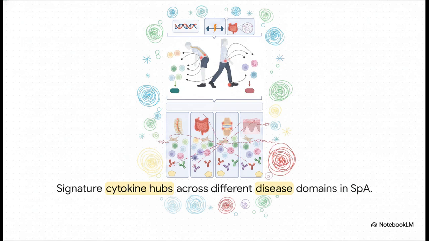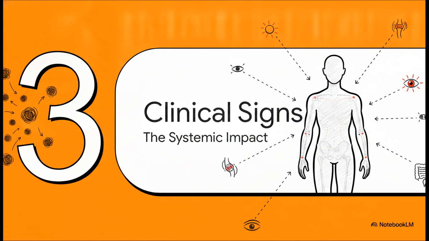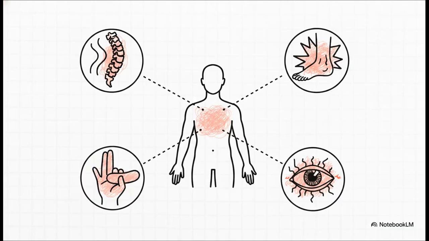Inflammation in your gut and inflammation in your spine are speaking very similar, albeit slightly different, chemical languages. All right, let's step back out to the whole patient. In Section 3, Clinical Signs and Symptoms, the systemic impact. Because of those overlapping cytokine hubs we just discussed, the symptoms of spondyloarthritis actually pop up across multiple body systems.